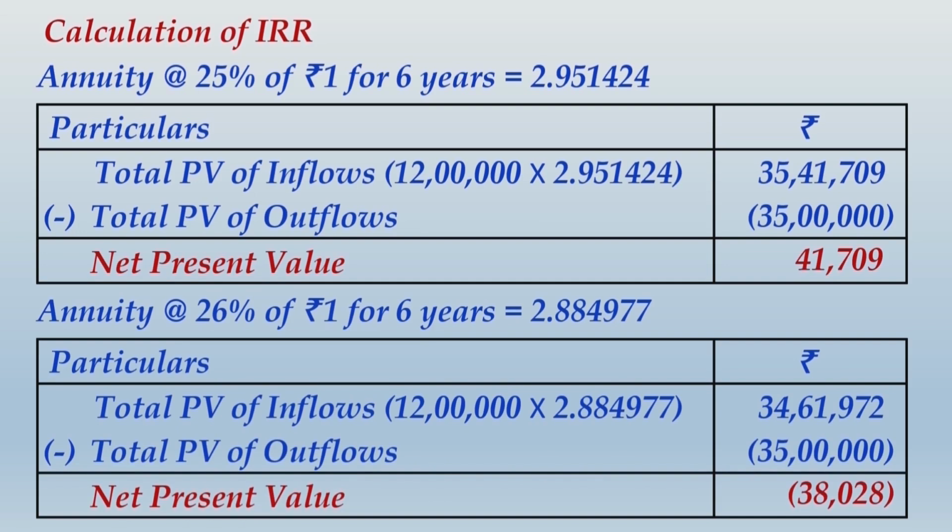net present value comes to a negative amount of 38,028. So please write up all these calculations and then I take you ahead. This is going to give you a big hint that your IRR for this project will be between 25 and 26%.